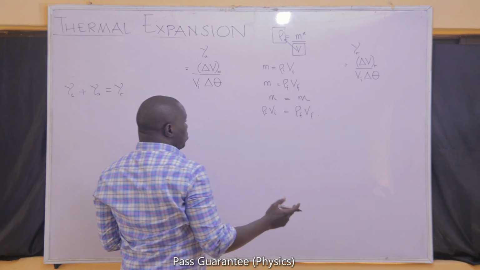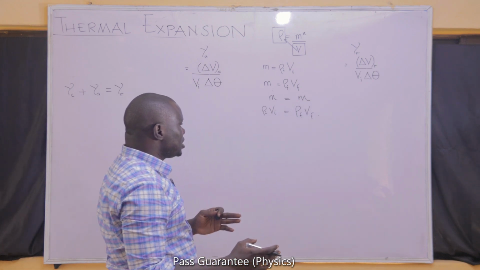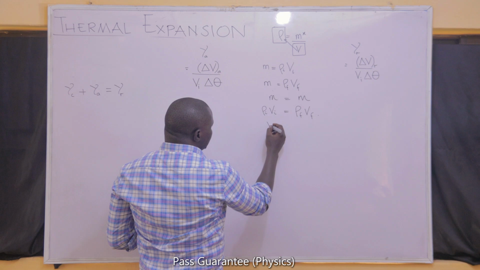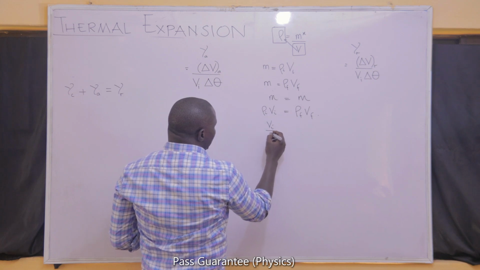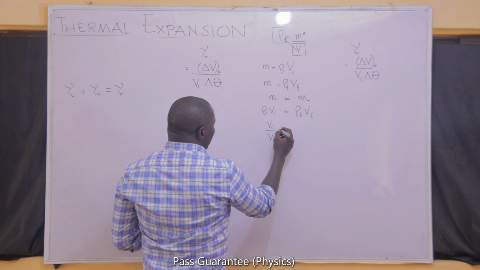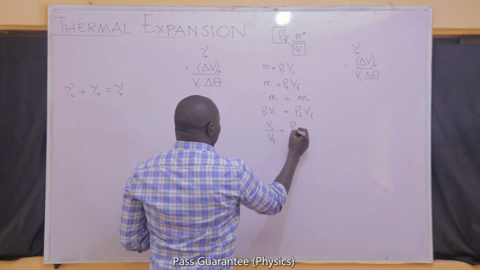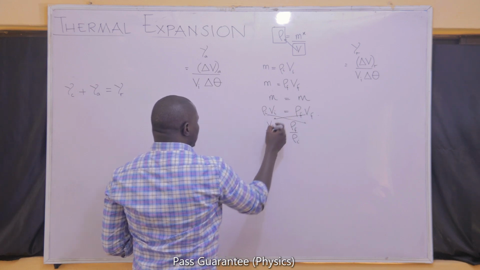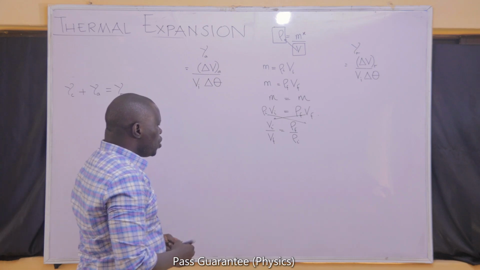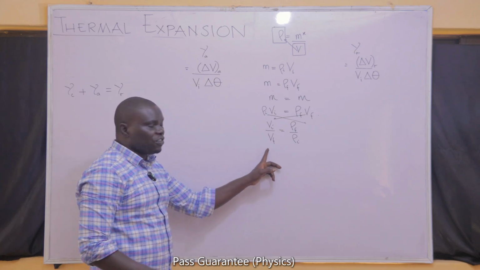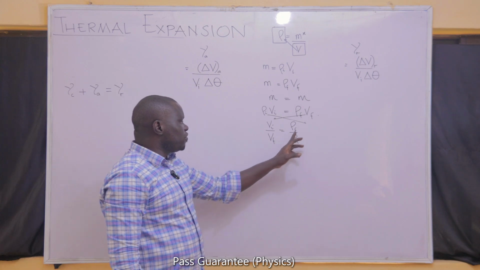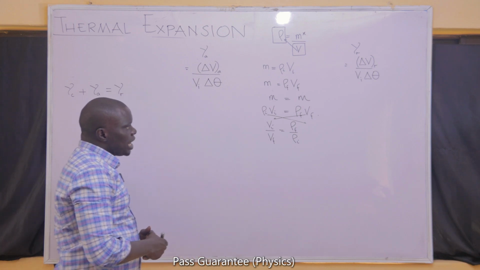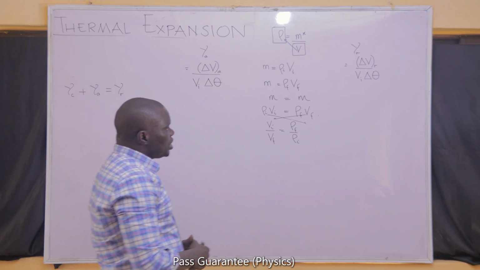It simply means that if I bring the volumes to one side and the density to the other side, I should be able to have Vi all over Vf is equal to rho F all over rho I. If I bring rho I here and Vf here, I should be able to have this expression. So the ratio of the initial volume to the final volume must be equal to the ratio of the final density to the initial density. I am going to do something with that, and I want you to please come with me.